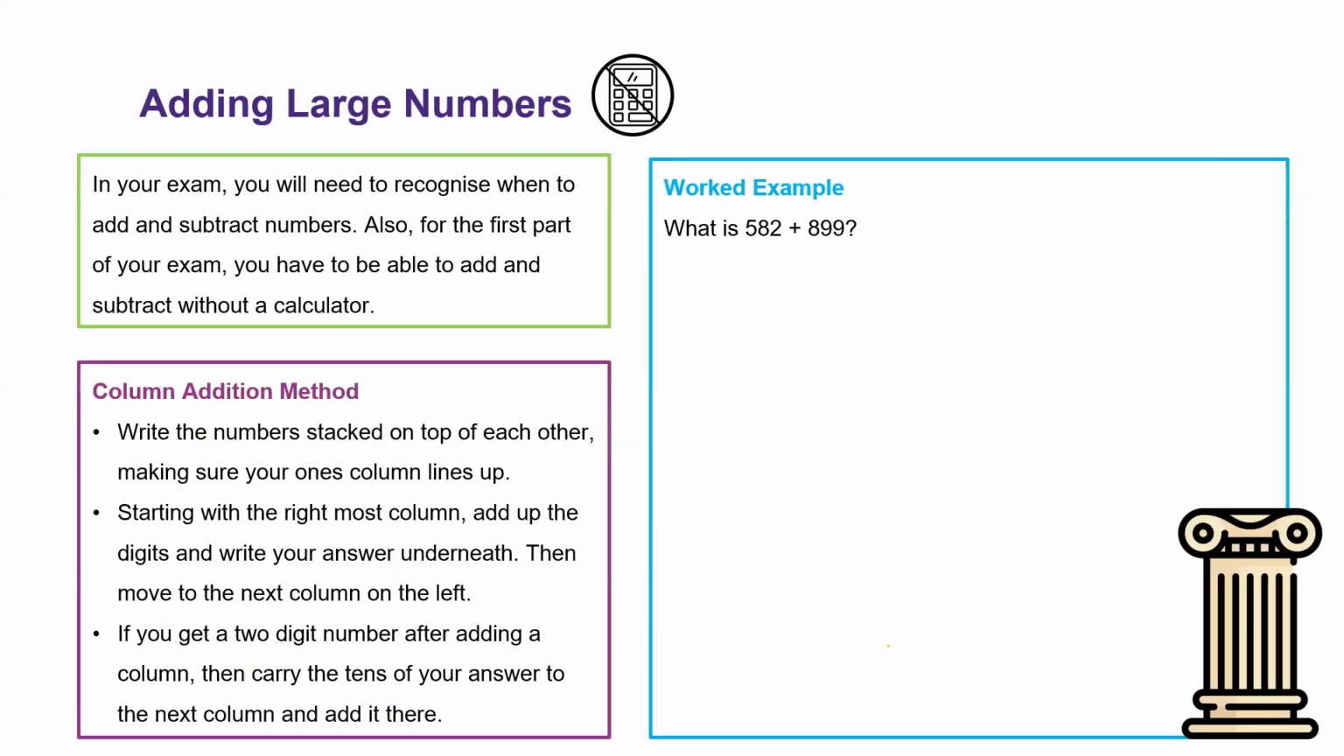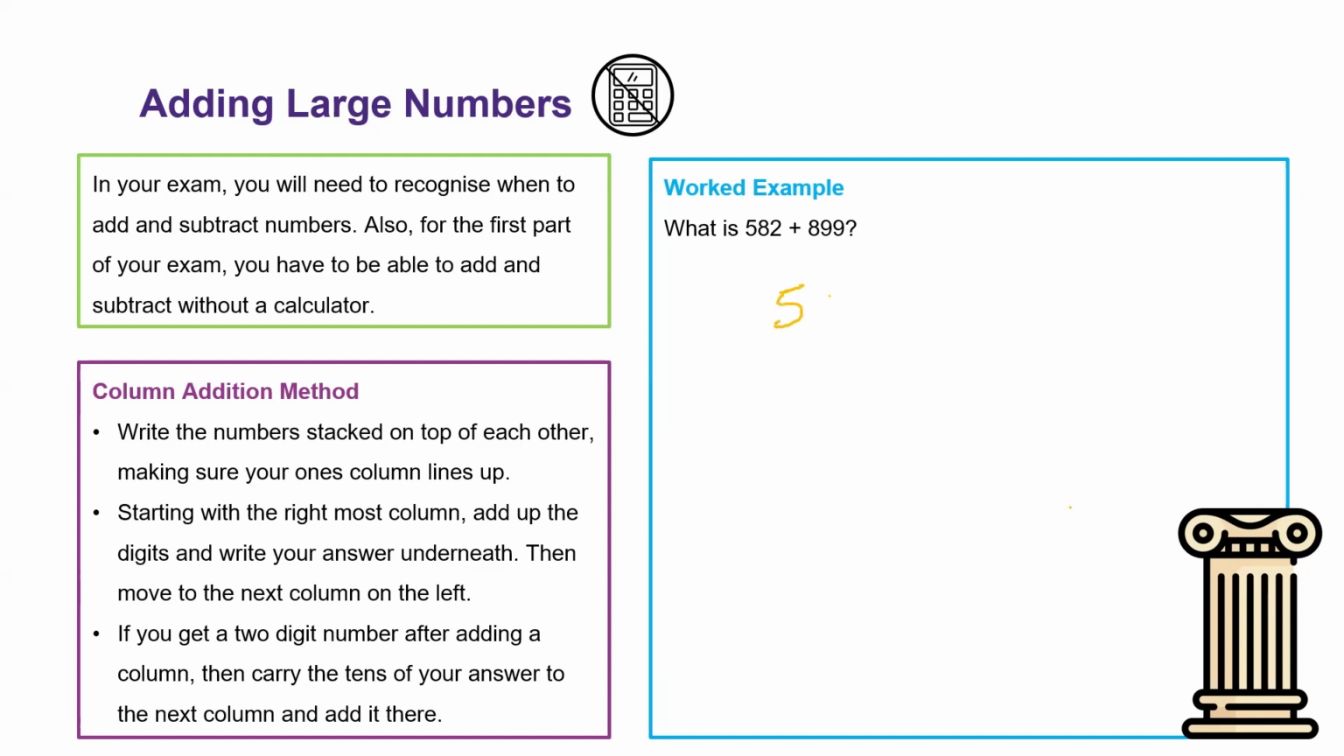Let's look at how we add large numbers without a calculator. Part of your exam is going to be non-calculator, so we have to get comfortable with how to do these things without a calculator. The tried and true method for adding numbers without a calculator is the column method. So we're going to add 582 plus 899.